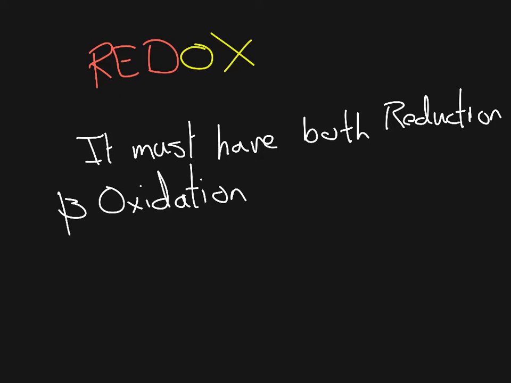And it's actually called half equations. Since redox is split into two words, reduction and oxidation, there are two parts to it: the reduction half equation and the oxidation half equation. So in every redox equation, there must be a reduction half equation and an oxidation half equation. That's all that's saying.